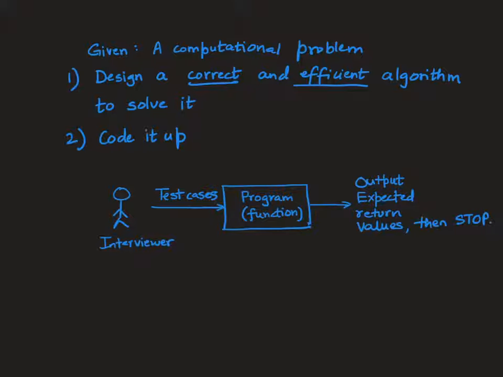It was implicitly assumed that the function or program that you have written would be called by some user, maybe the interviewer who's standing or sitting next to you, with specific inputs or parameters to your function. These would be the various test cases. And then your program or function was supposed to generate a specific output, a specific return value or a set of return values, after which it would halt.